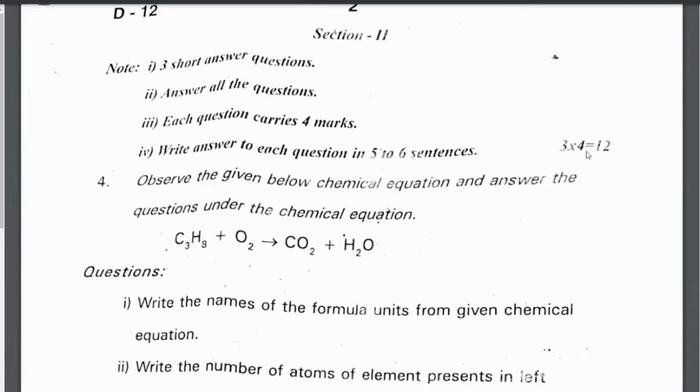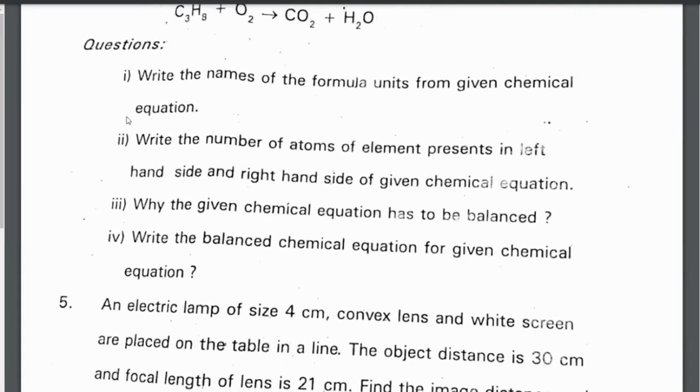We'll discuss Section 2, the 4 mark questions. We will have 3 questions, no choice. Observe the chemical equation given below and answer the questions under it: C3H8 plus O2 (oxygen) gives CO2 (carbon dioxide) plus H2O (water). Questions: Write the names of the formula units from the above given chemical equation.